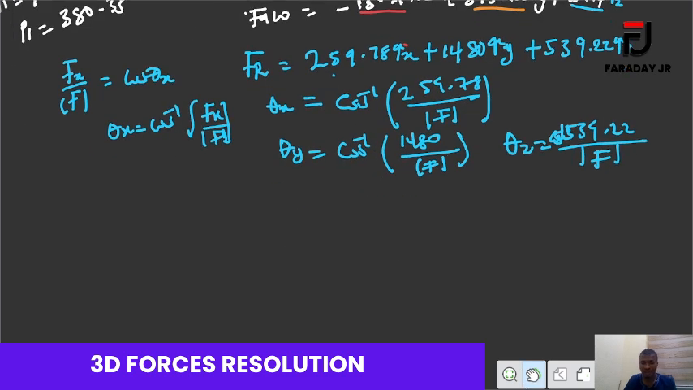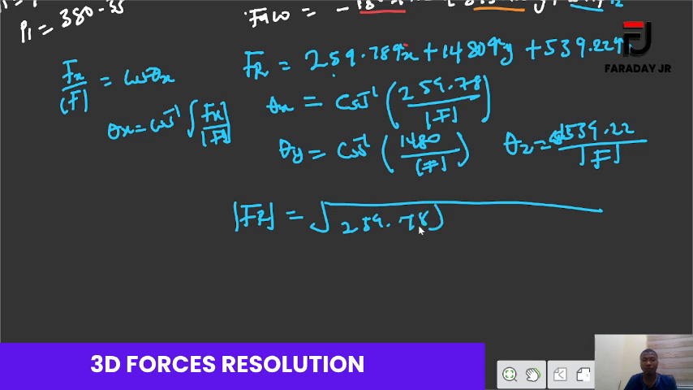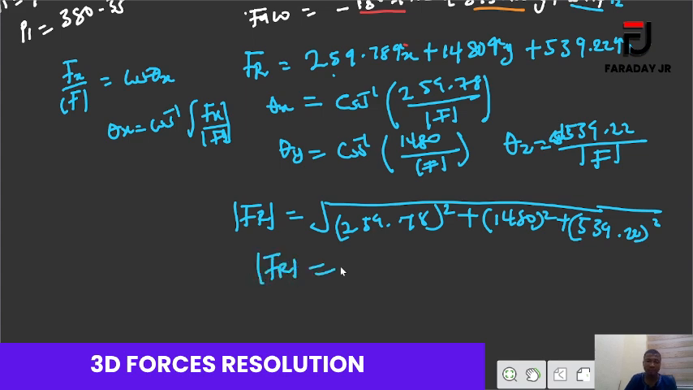Okay. That's a done deal. So if you want to find the magnitude Fr, right, it is the same as the root of the individual forces within each plane, of the resultant. So we have 259.78 squared, right? Plus 1480 squared. And then finally we have 539.22 all squared, right?